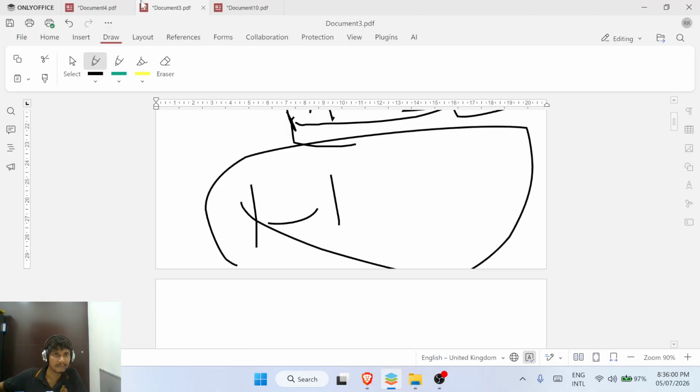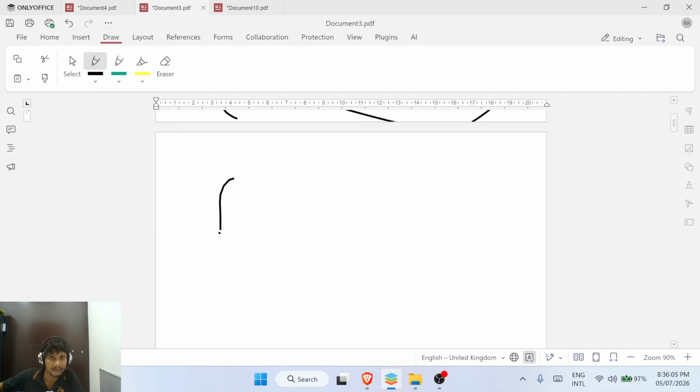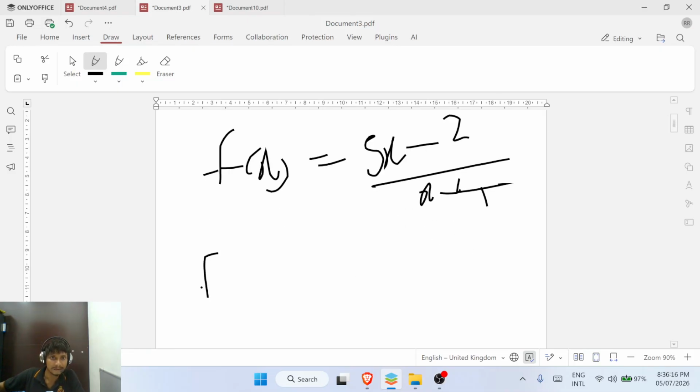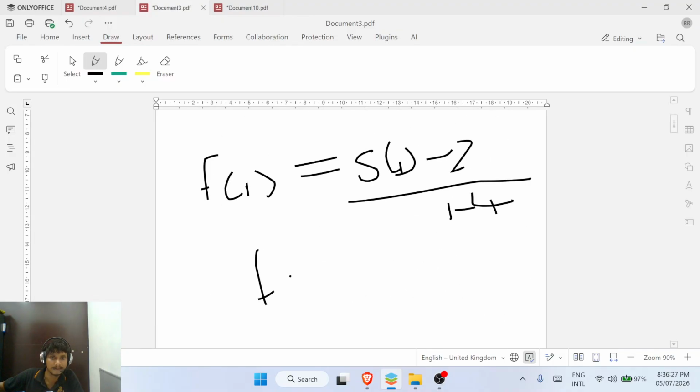Some people prove that the question is f is a one-to-one function. Therefore, they will take f of x equal to 5x minus 2 divided by x minus 4. Therefore, f of 1 is equal to 5 times 1 minus 2 divided by 1 minus 4. Therefore, f of 1 is equal to 5 minus 2, which is 3, divided by 1 minus 4.